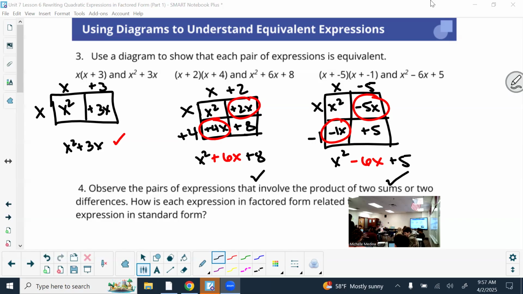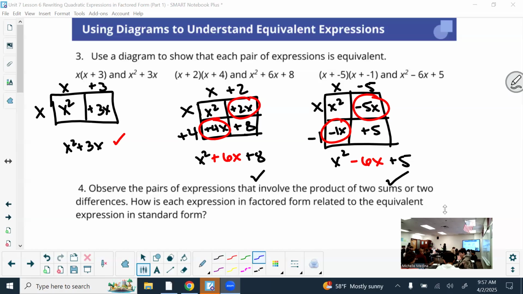Notice that the first one was a single term times a 2 term, so that diagram would look a little bit smaller because you set it up by how many terms you have: 1 by 2, 2 by 2, and so on. All right, so review. Any questions on that?